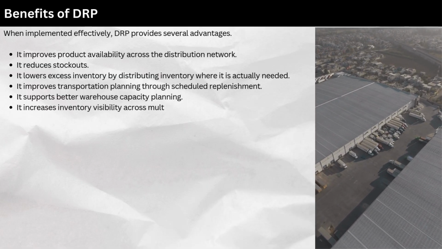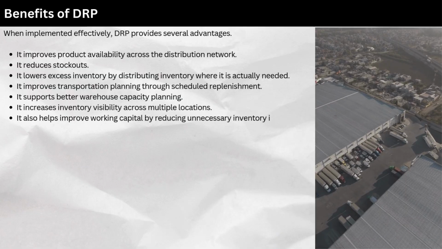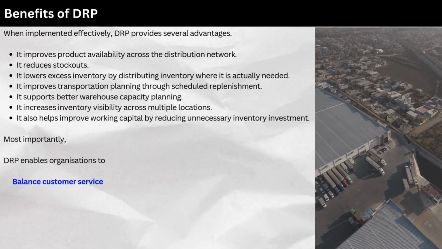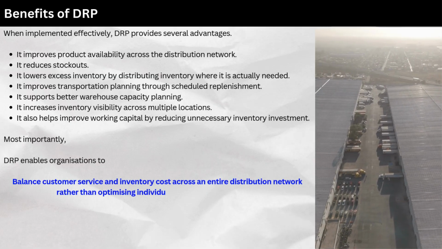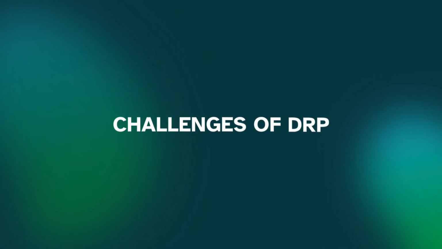It increases inventory visibility across multiple locations. It also helps improve working capital by reducing unnecessary inventory investment. Most importantly, DRP enables organizations to balance customer service and inventory cost across an entire distribution network rather than optimizing individual warehouses in isolation.